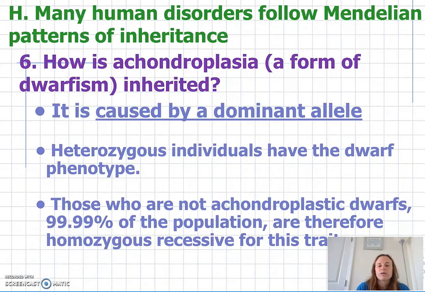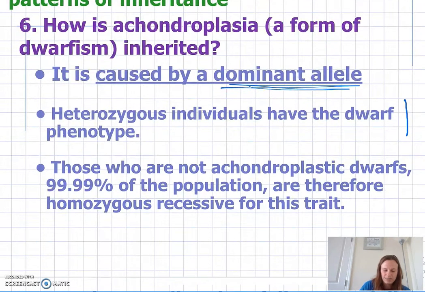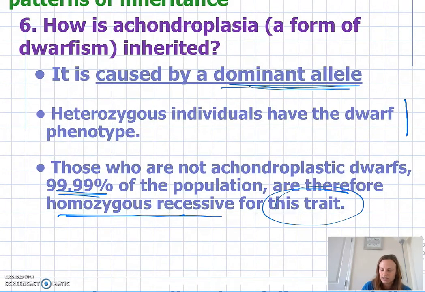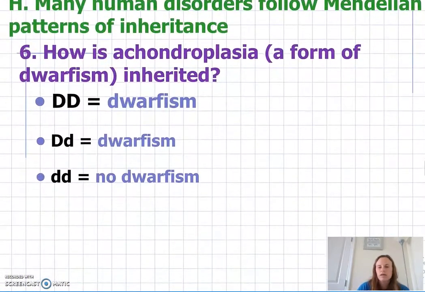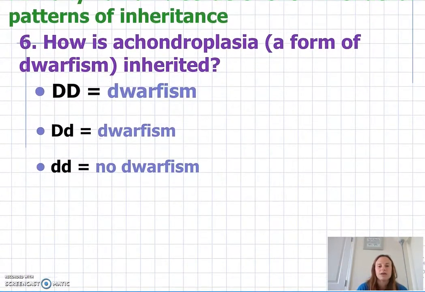Achondroplasia is a form of dwarfism that's caused by a dominant allele, which is kind of crazy when you think about it, but it's similar to how having 5 fingers is recessive versus having 6 fingers, which is dominant. And what that means is that 99.99% of the population are homozygous recessive for this trait. In this case, the trait that we're talking about is this rare form of dwarfism. So how is this rare form of dwarfism inherited?